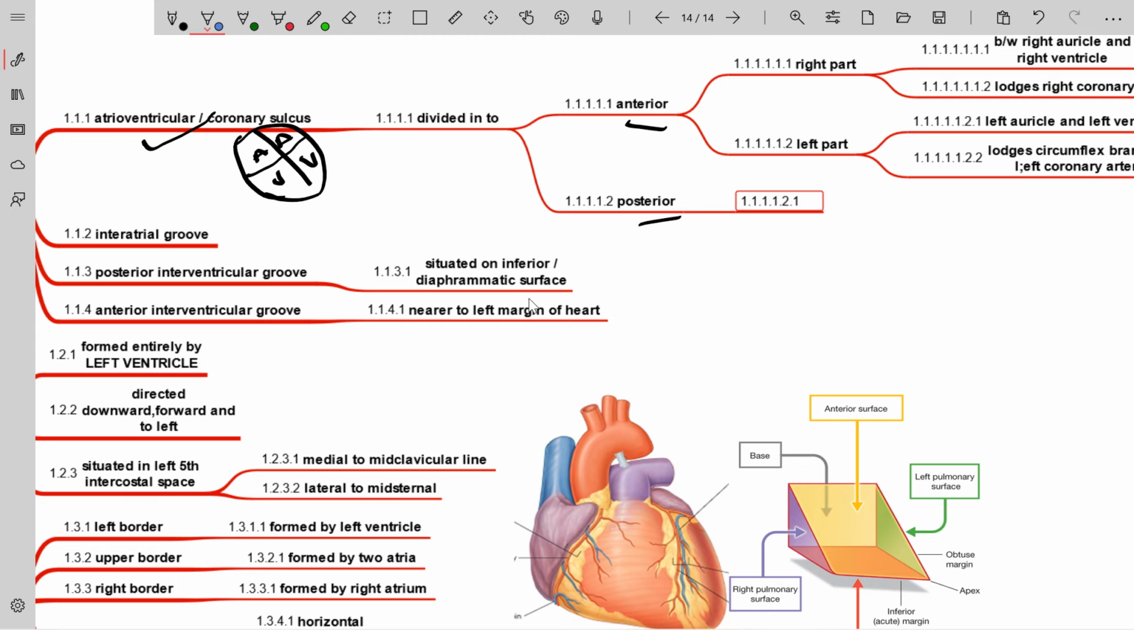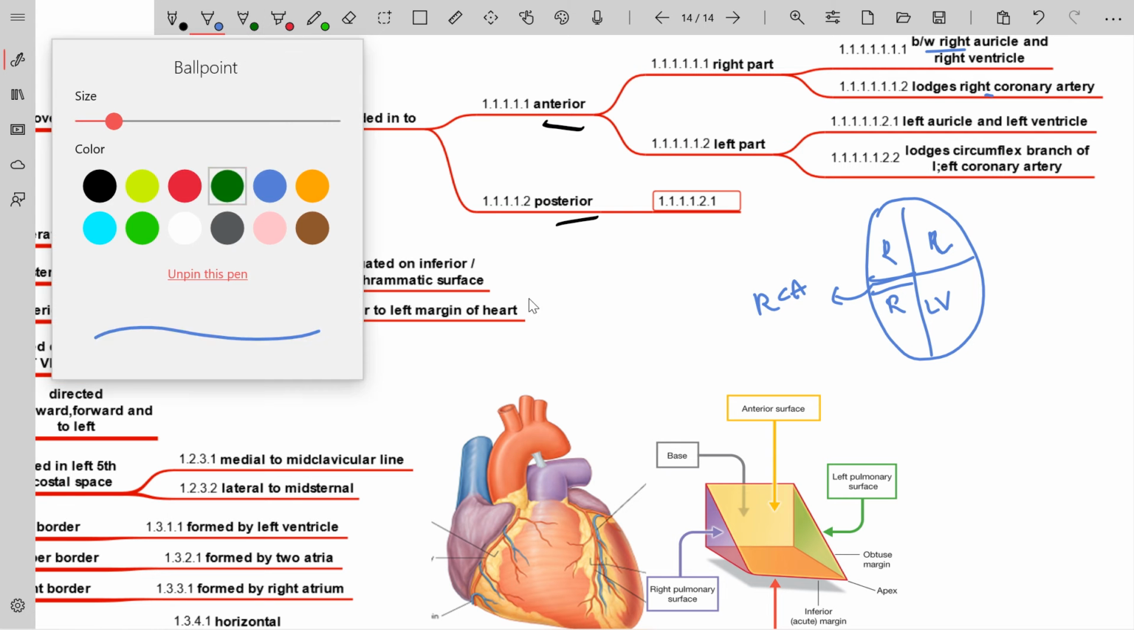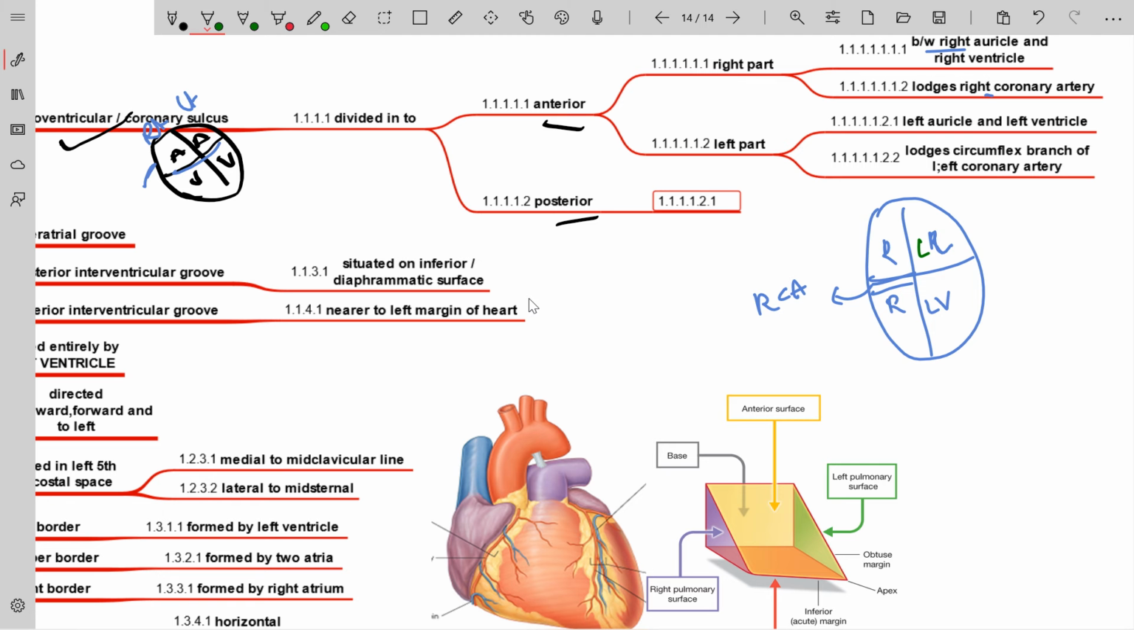This is the anterior part and back side is the posterior part. It is again divided into right half and left half. The right part lies between the right atrium and right ventricle. It lodges the right coronary artery, whereas the left part lodges the circumflex branch of left coronary artery.